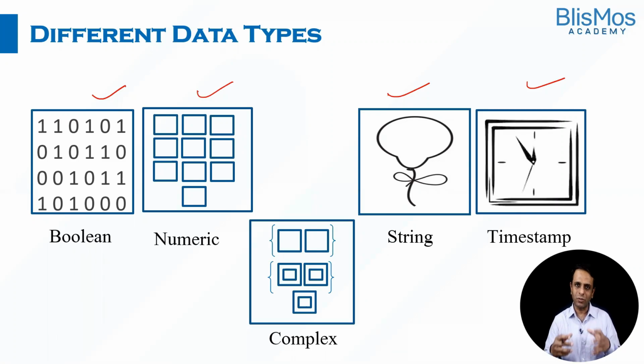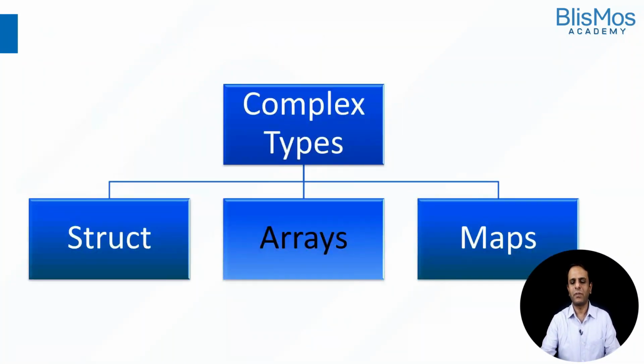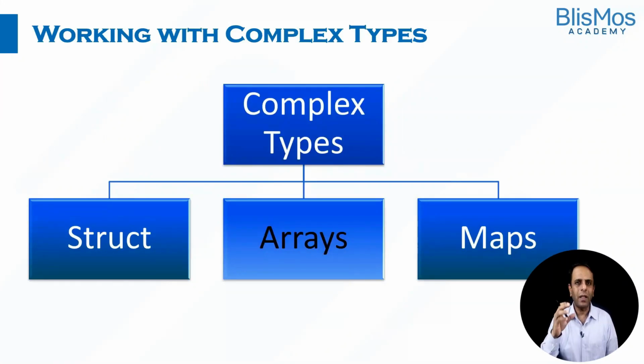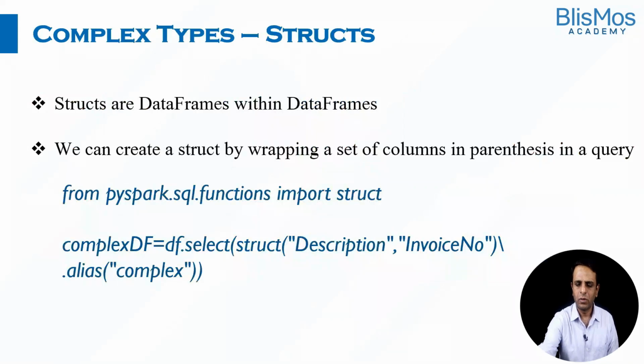It is better for us to know how do we deal with the complex data whenever the complex data is a part of data which is being analyzed. Let us see as a part of this lecture how do we do that. Pertaining to the Spark, we have three types of complex types. One is struct, second one is arrays, the third one is maps. We'll try to understand them one by one.